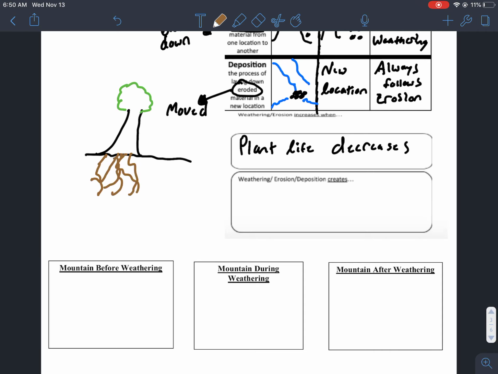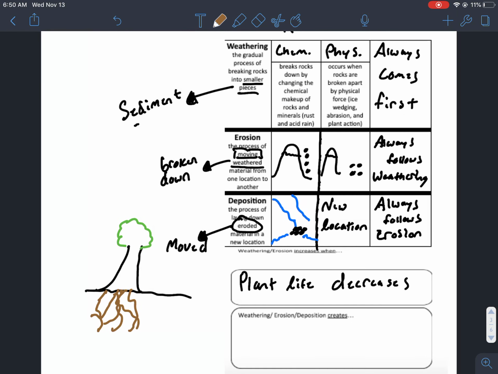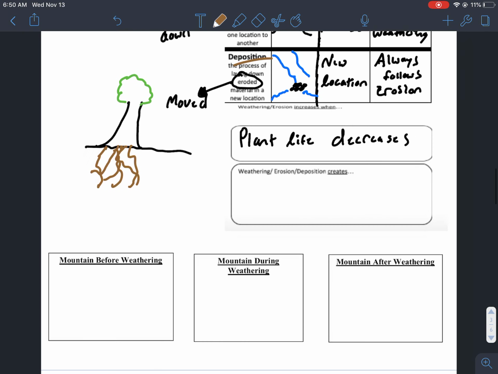These roots are responsible for keeping the ground held together. So if plants get destroyed, there's less roots to hold stuff in place. If there's less stuff held in place, it's going to get weathered, it's going to get eroded, it's going to get deposited. All right? Plant life decreases, meaning erosion increases. There's less stuff to hold it down.